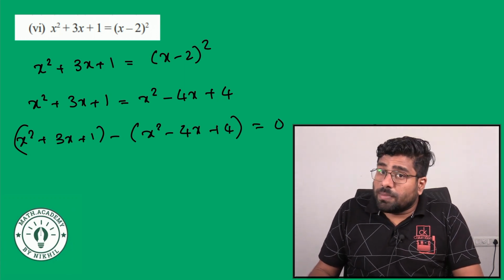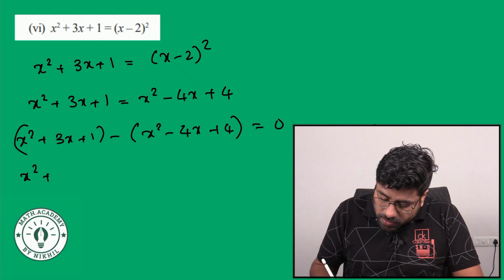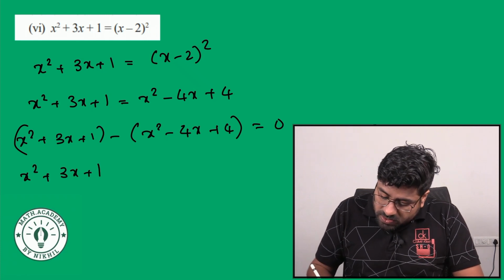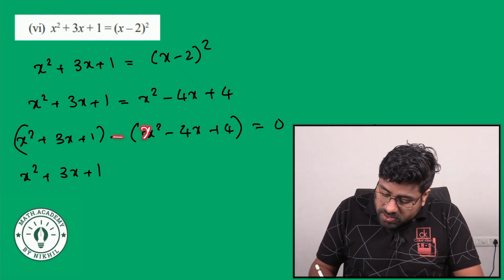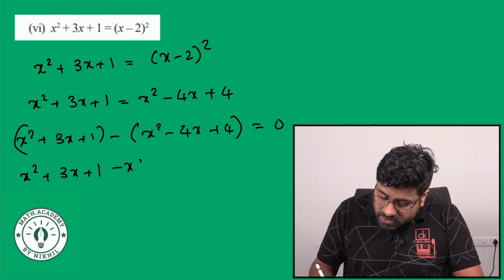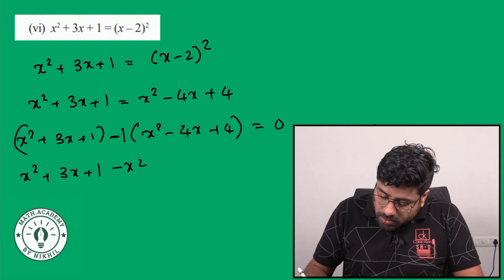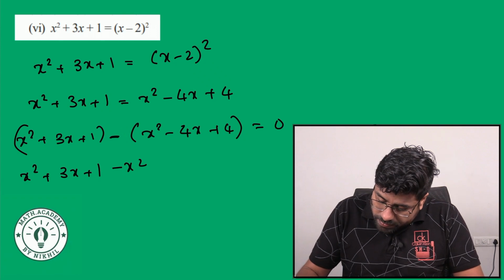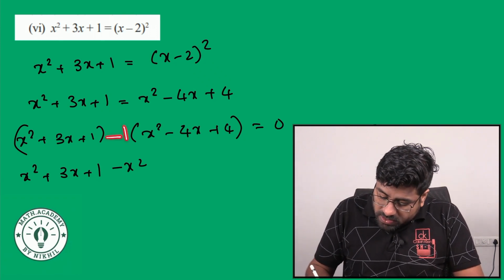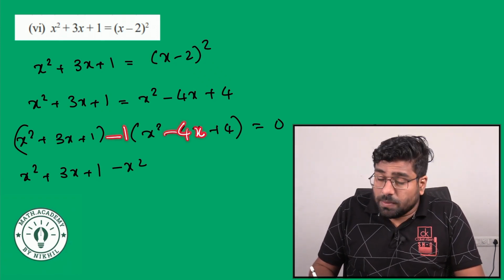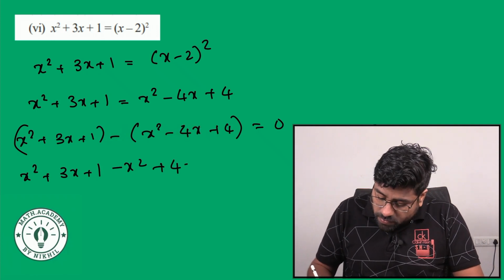Now let's open the bracket. When I'm opening the bracket, that is going to be x square plus 3x plus 1 minus 1 into x square is going to be minus x square, again minus 1 into minus 4x is going to be plus 4x, so it is going to be plus 4x.